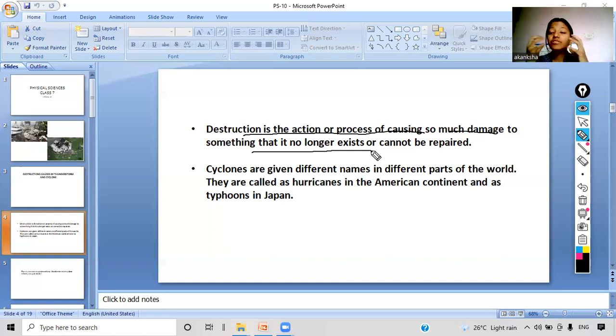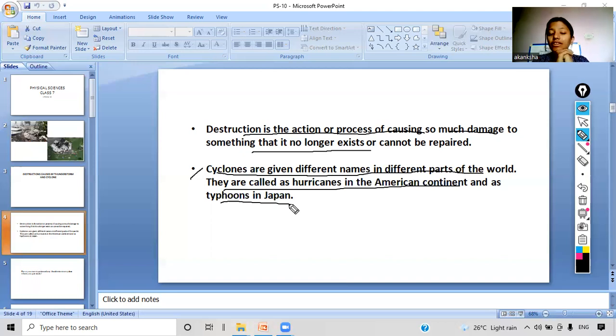So this is the proper definition of destruction. So let's see how these cyclones and thunderstorms are affecting the whole world and causing destruction. In the second point, cyclones are given different names in different parts of the world. As you all know from the previous lesson, we discussed this. They are called hurricanes in the American continent and typhoons in Japan. So these cyclones and thunderstorms have different names also.